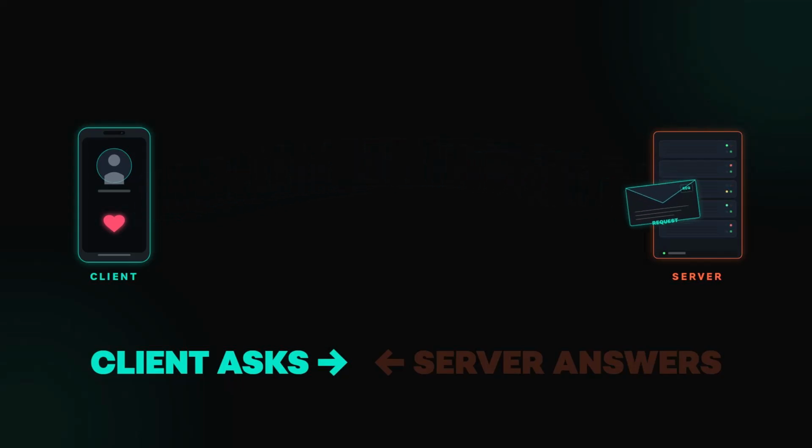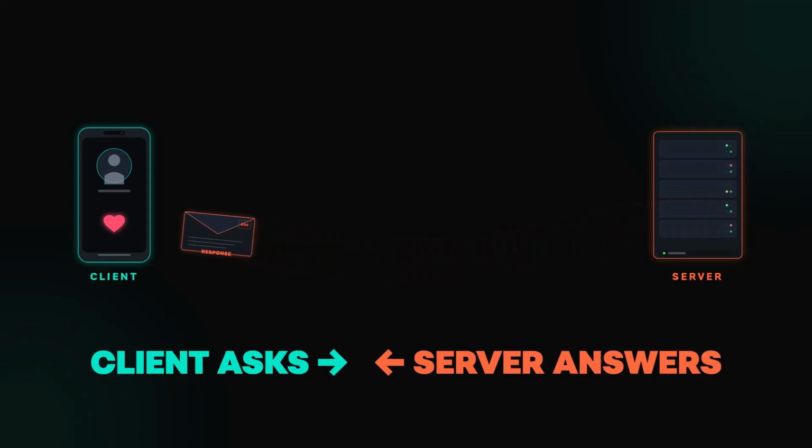Between them is a request. The request is a small message that travels from client to server, saying exactly what the client wants. The server reads it, does whatever needs doing, and sends back a response, another message with the answer. That's it. Two players, two messages, client asks, server answers, and done.